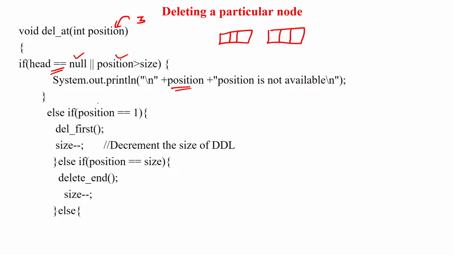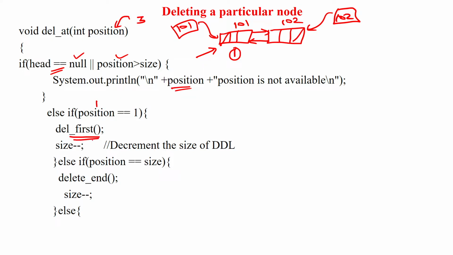Otherwise, if my position equals 1, that means delete a node from position 1. If I have a list like this, 101, 102, then the head pointer is 101 and the tail pointer is 102. The next value of the tail pointer is null, and the previous field of the head node is also null. Deleting node number 1 is equivalent to deleting the first node, the beginning of the doubly linked list. So we are calling that method.